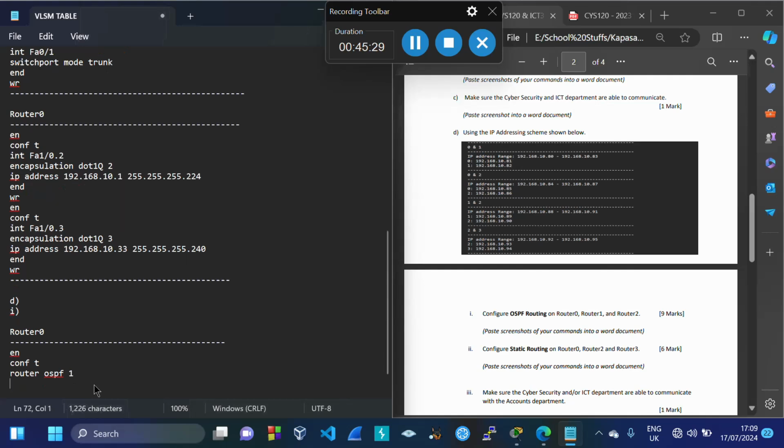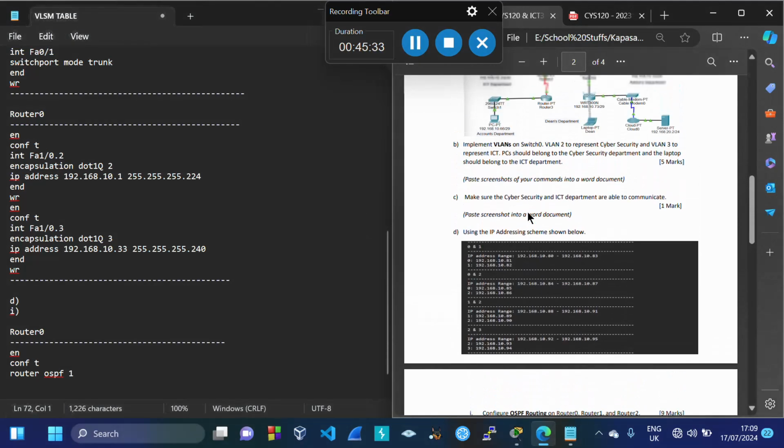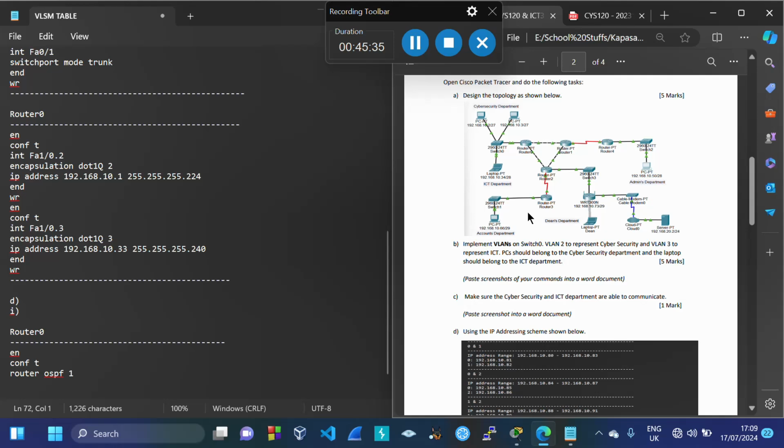Now in OSPF we just need to advertise the network we are connected to. So since we are targeting router 0, router 0 is connected to cybersecurity, which is the first network, then ICT department, which is the second network, then it's also connected to router 1, which is the third network, then it's connecting to router 2, which is the fourth network. So we are going to broadcast 4 networks.